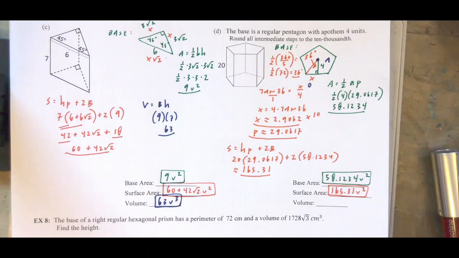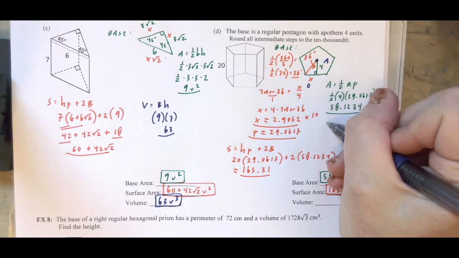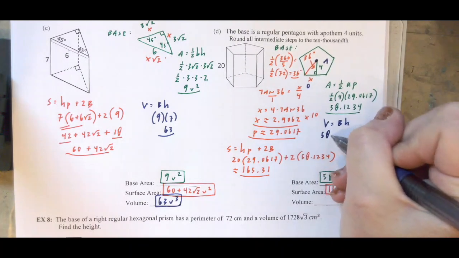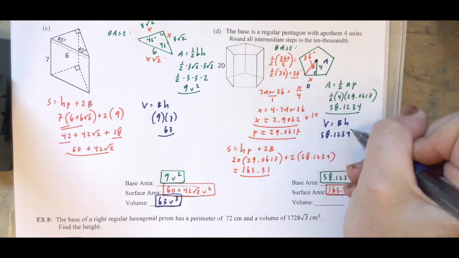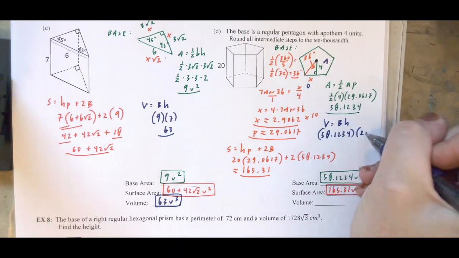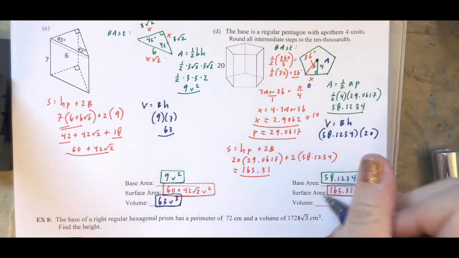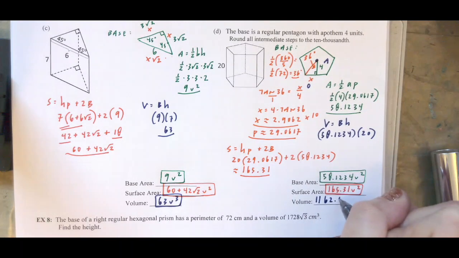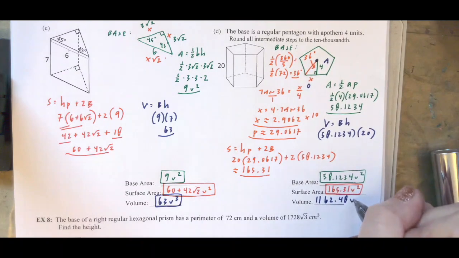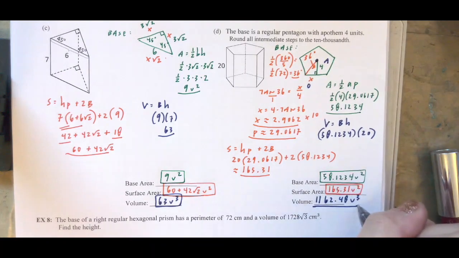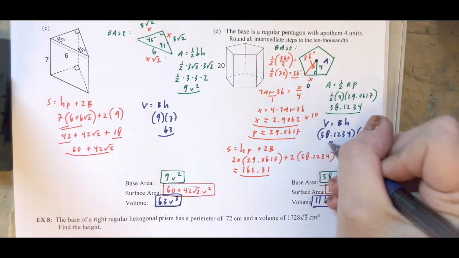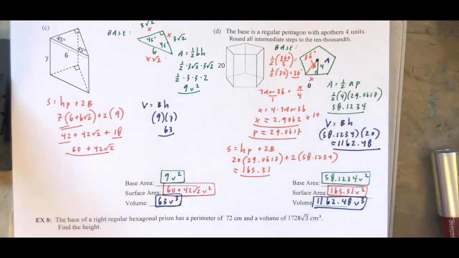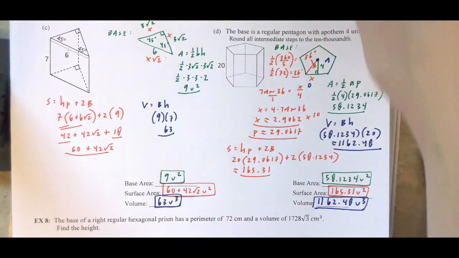Okay, last thing I need then is volume. I'll tuck that in here. Base area times height. So 58.1234, height of my prism is 20. So when I multiply those two together, I get 1,162.48 units cubed. I'll write that up here too. All right, one more problem, then we'll call it a day.